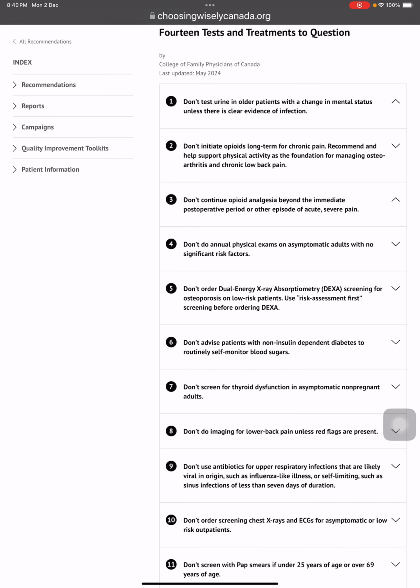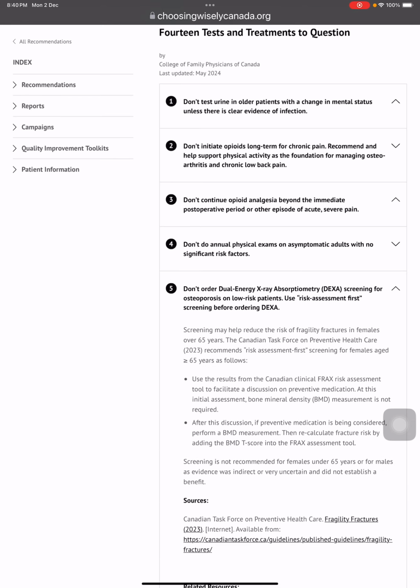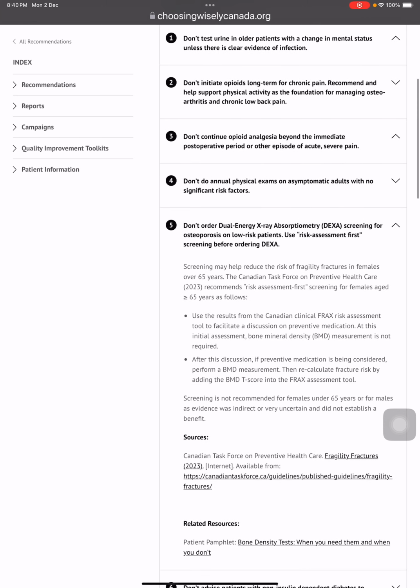Okay. Don't order DEXA screening for osteoporosis on low-risk patients. Use risk assessment first before ordering DEXA. So there's a chart in Toronto Notes that we will definitely go through for osteoporosis. I think there's also this chart in family medicine that we'll go through. So they're recommending to go through that guideline and approach rather than directly ordering the DEXA scan for a low-risk patient. So you will go through that.